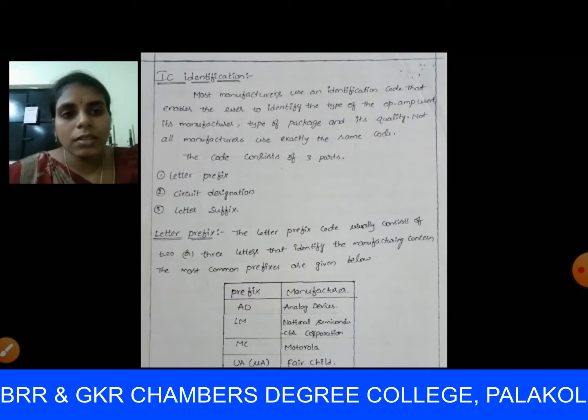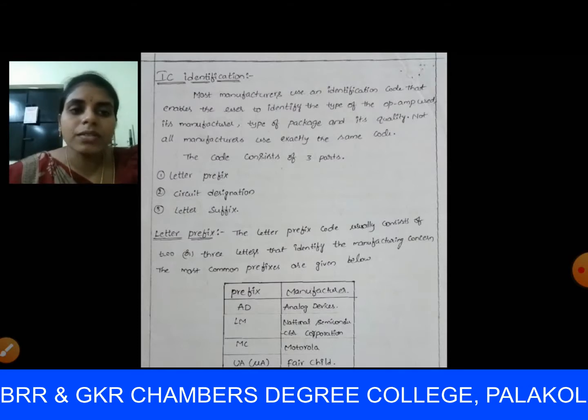These codes consist of three parts. The first one is the letter prefix, the second one is the circuit designation, and the third one is the letter suffix. Mainly, an IC chip is identified with these three parts: prefix, designation and suffix. Initially we identify the prefix, then the circuit designation, and then the suffix. What is meant by prefix? Prefix is nothing but a code of 2 to 3 characters or letters.